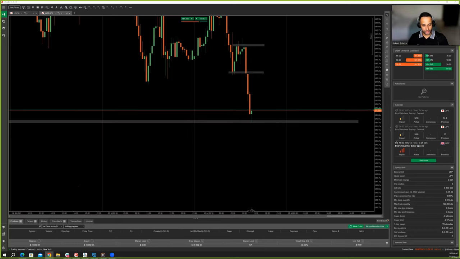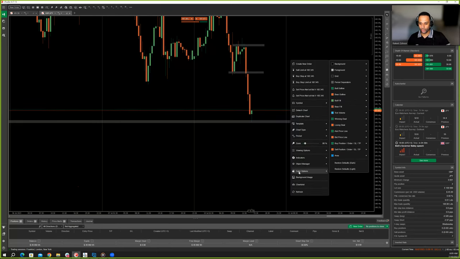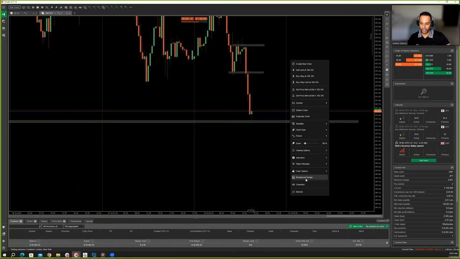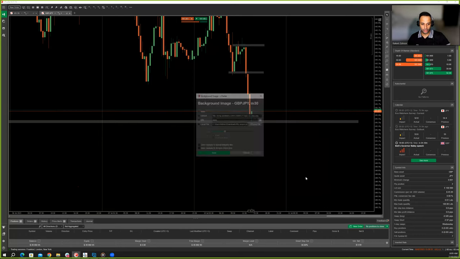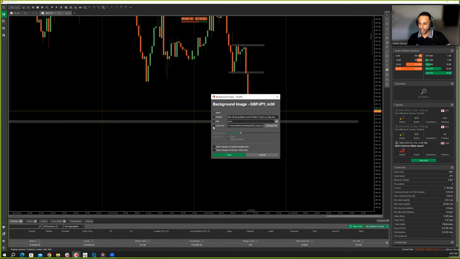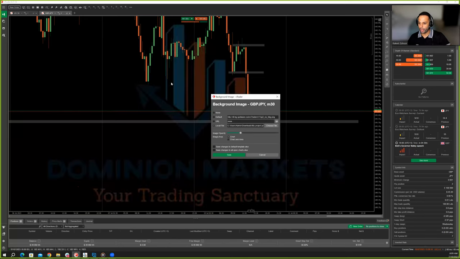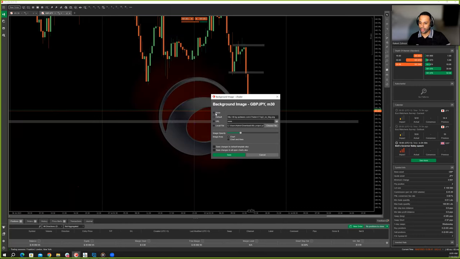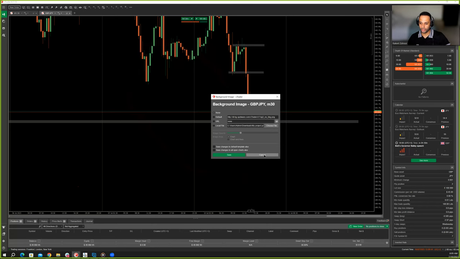Is there any option in cTrader for changing candle colors? Yes. You right click and go to color options, and you can change all the colors right over here, all the colors you want. You can even have your own background image as well. From here you can change your background image. You can choose whatever. I can choose Dominion Markets, I can choose the default one they have, or I can choose no background image.